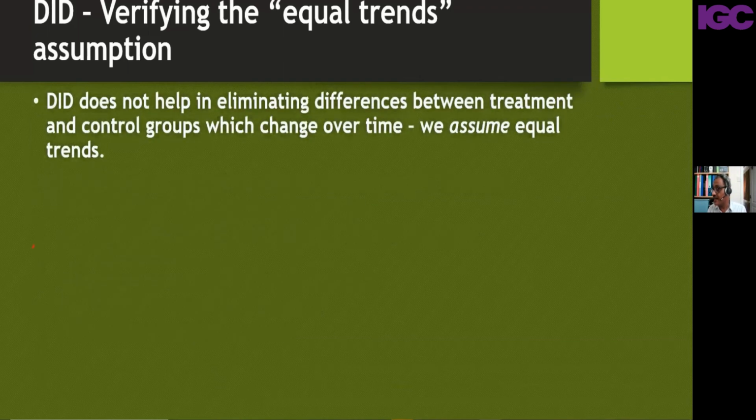Now, if there are differences between the two groups, that is the treatment group and the comparison group, and these differences do change over time, then the DID estimate is not very useful. So in DID estimates, we are actually assuming that the trends in both the groups would have been the same in the absence of the program participation. The levels would have been different, but the trends would have been the same.